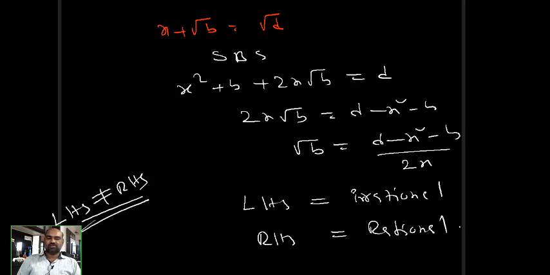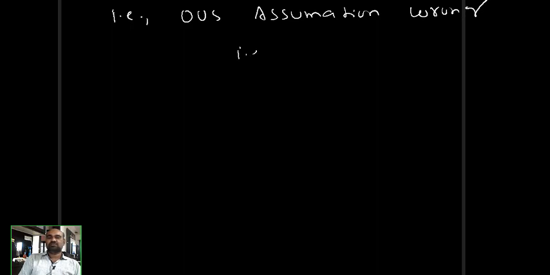Okay, that I will write on the next page. That is our assumption, which is wrong. That A is not equal to C was wrong. Therefore, A should equal C.